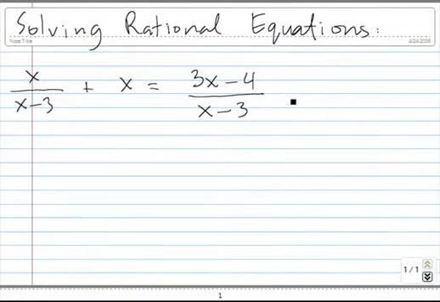The first thing that we need to do to solve this rational equation is identify the least common denominator. Because this x term in the middle here is really x divided by 1, we see that the least common denominator of all of these terms is x minus 3.